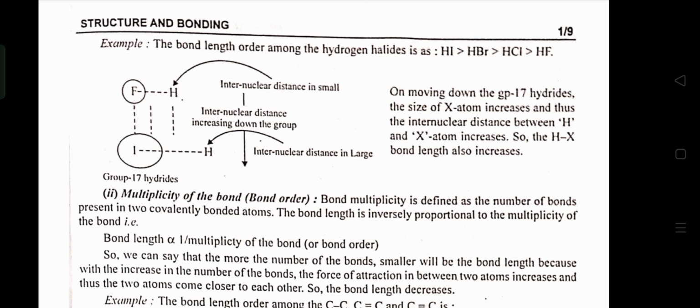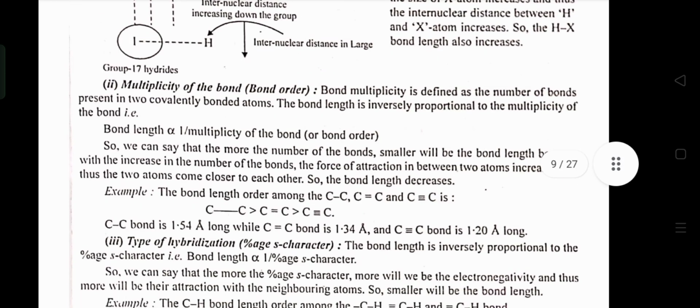Second one is the multiplicity of the bond. Bond multiplicity is defined as the number of bonds present between two covalently bonded atoms. The bond length is inversely proportional to the multiplicity of the bond. So we can say that the greater the number of bonds, the smaller the bond length, because with the increase in the number of bonds, the force of attraction between the two atoms increases, and thus the two atoms come closer to each other, so the bond length decreases.